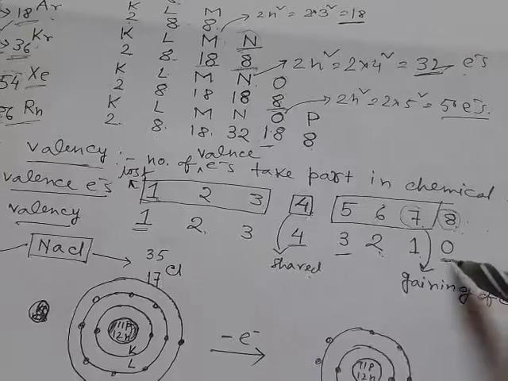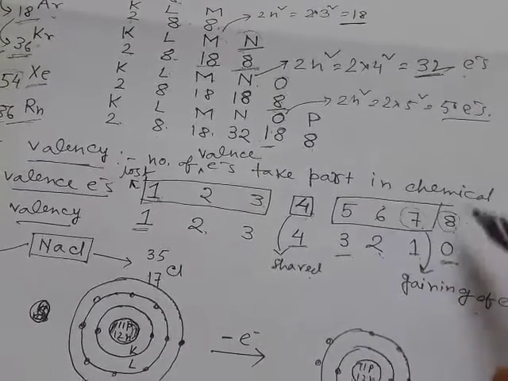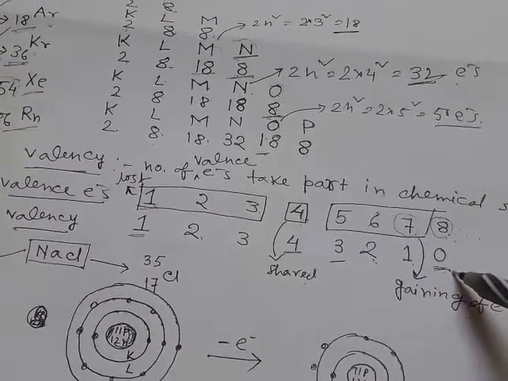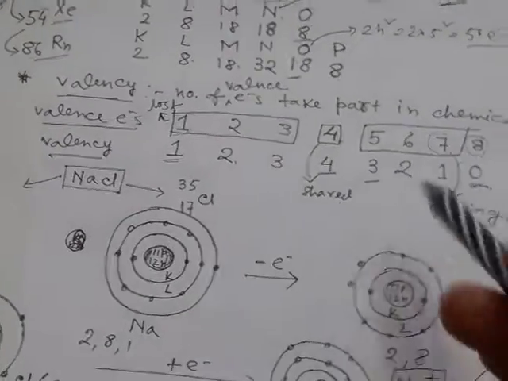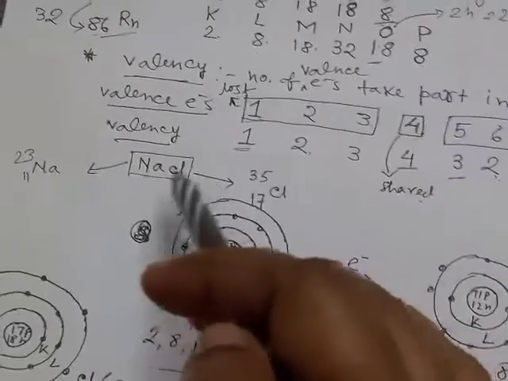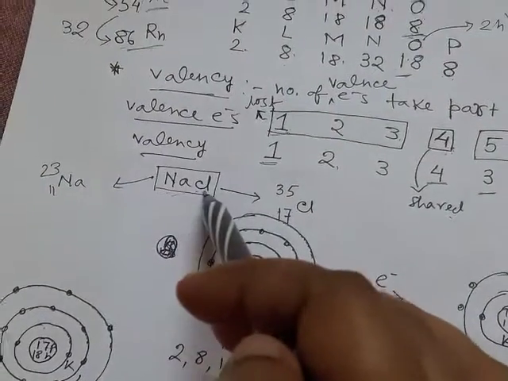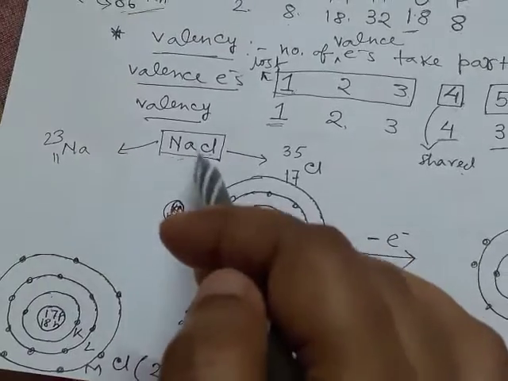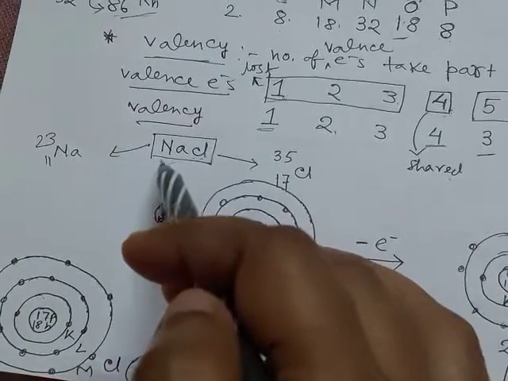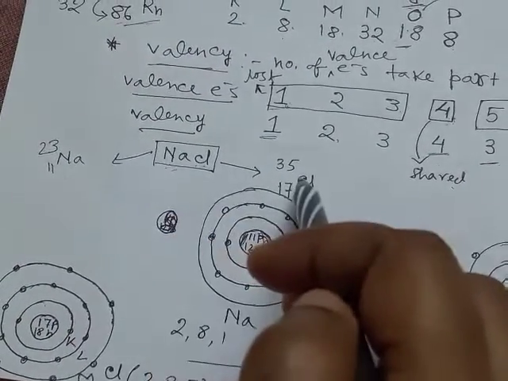So for noble gases the valency is 0, that is, noble gases are unreactive. Now take an example, say the NaCl molecule. We will see here the formation of the NaCl molecule. Here two atoms are present, one is a sodium atom, another is a chlorine atom.